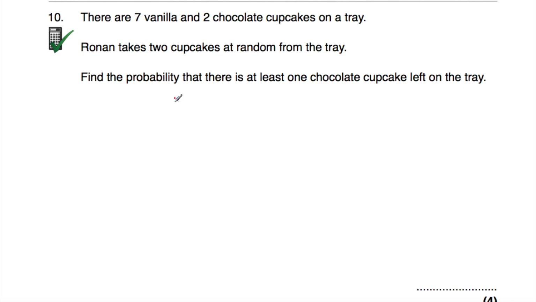So there's 7 vanilla, 1, 2, 3, 4, 5, 6, 7, and 2 chocolate. And we want to find the probability that there's at least 1 chocolate cupcake left on the tray after Ronan takes his 2. So let's consider what he can take. Ronan could take a vanilla and a vanilla. If he takes 2 vanillas, then that would leave 5 vanilla and 2 chocolate. And that would mean there's at least 1 chocolate cupcake left on the tray. Ronan could take 1 chocolate and 1 vanilla, because if he takes 1 chocolate and 1 vanilla, there's at least 1 chocolate left on the tray.